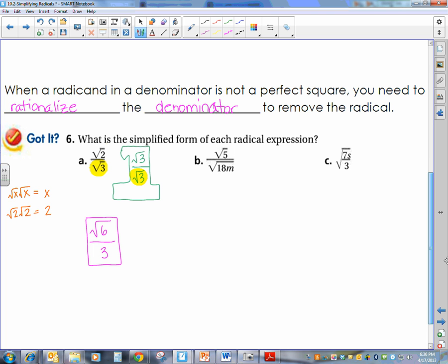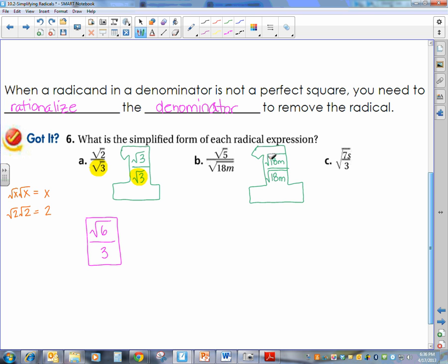Okay? So b says the square root of 5 over the square root of 18m. So I'm going to draw my big 1. And it's just helping me remember that I have to do the same thing to the top and the bottom. Alright, and that means the bottom is the square root of 18m. The top is the square root of 18m, because you've got to do the same thing. This doesn't look the same on the top and the bottom. Otherwise, it wouldn't be 1. So I multiply these two.